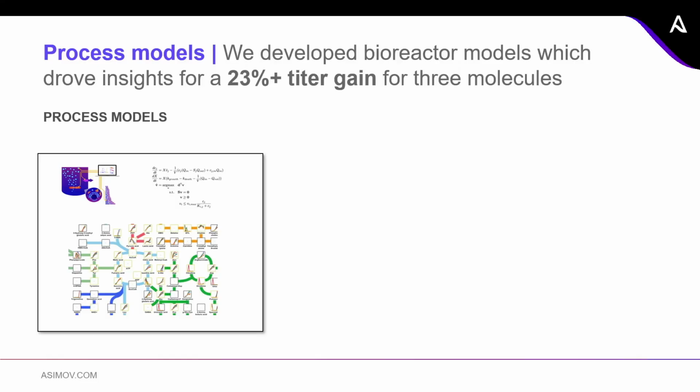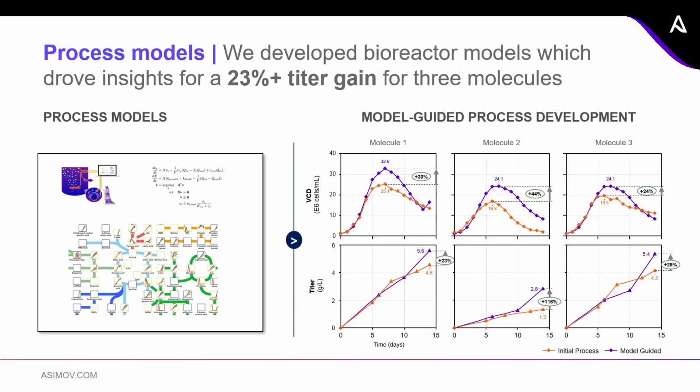And here at Asimov, we're trying to do that on a larger scale. We're trying to understand and develop bioreactor models so that we can increase our insights and develop even better predictions than just doing a DOE for each specific molecule. And so we applied a model-guided process development for 3 different molecules, and we were able to tailor-make that process in a much more efficient way that increased the VCD for all 3 molecules from 24 to 44% higher than the original platform, and increased the titer from 23 to 200% using this model-guided development.